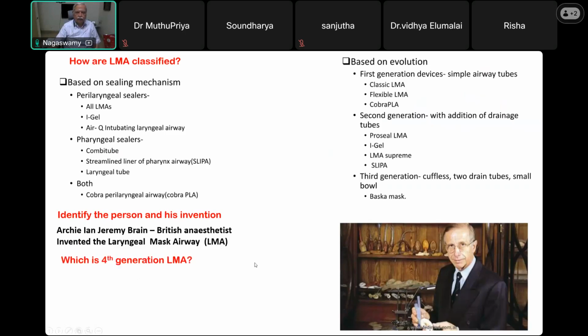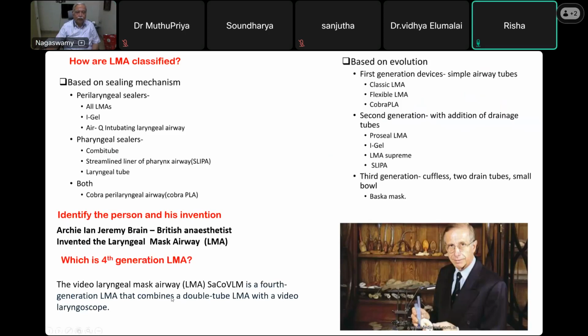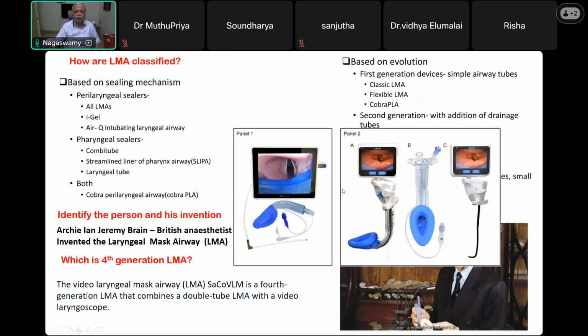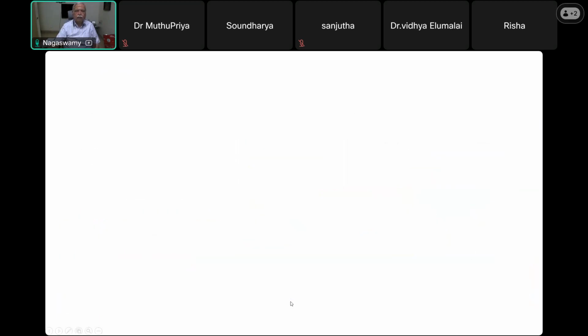Which is the fourth generation LMA? Type of LMA: video laryngeal mask airway. It's the fourth generation, which combines a double tube LMA with the video laryngoscope. So this is the picture of that. You can see this is the detached mask without the attachment. Then you introduce the fibroscope through one port. This is a suction port, this is a ventilating port. Using this monitor, you can intubate or you can identify it at the correct location also. This has become the fourth generation LMA.